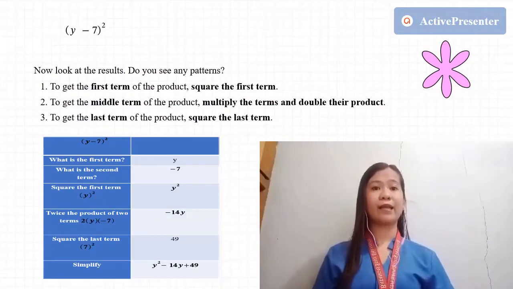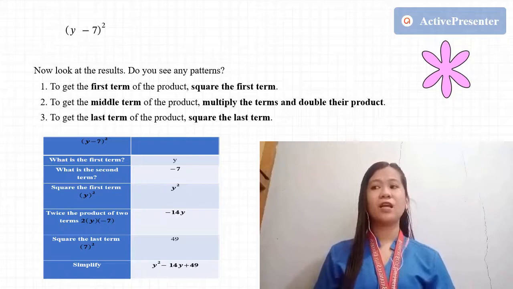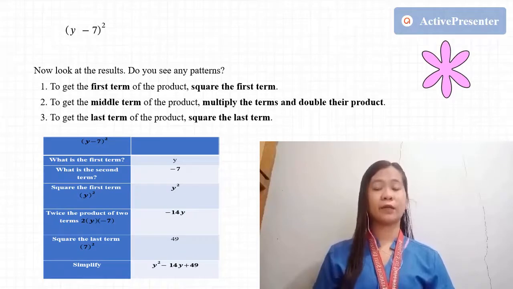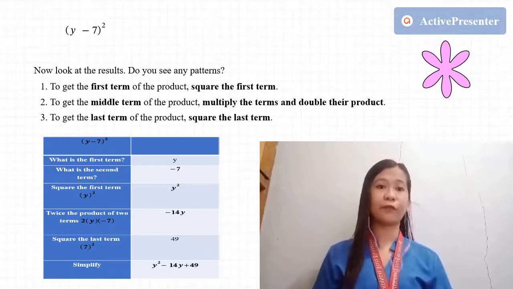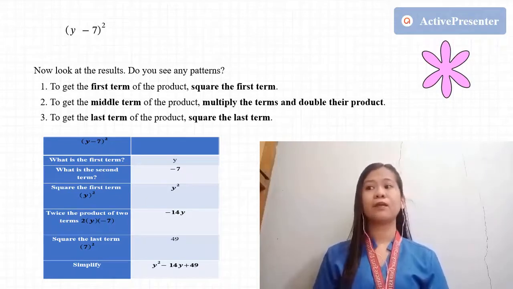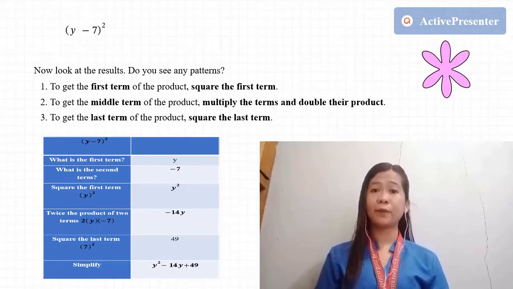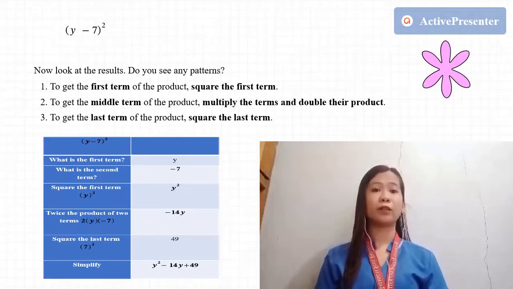Now, look at our result. Did you see any patterns? Yes, we have. So first, let us get the first term of the given binomial. Then, we're going to find the square root of the first term. Second, to get the middle term of the product, multiply the terms and double their product. And the third one, get the last term of the given binomial, then square the last term. So that will be the pattern.